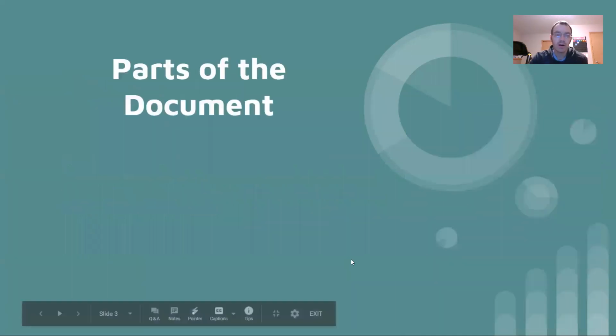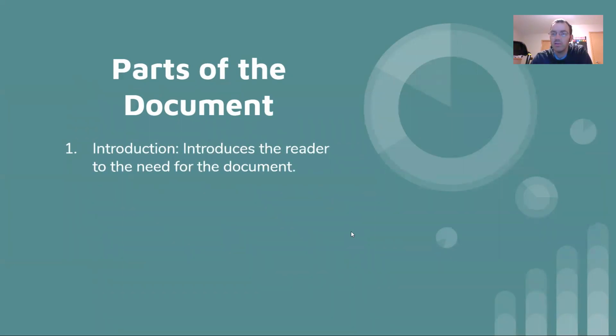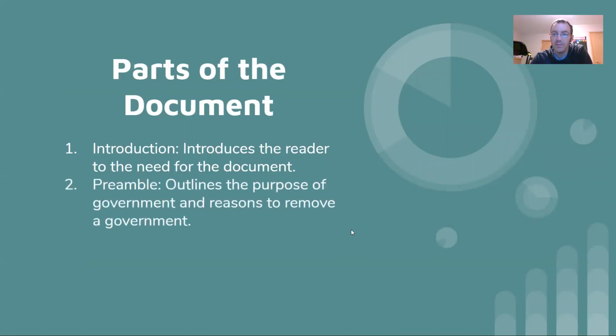So there are four main parts to the Declaration. The first is your introduction, and it introduces the reader to the need for the document. It introduces the reader to this idea that people break away to create their own governments. And we'll look at that today. The second part is a preamble, and it outlines the purpose of government and reasons to remove a government if it is wronging you. And so we'll look at that as well.